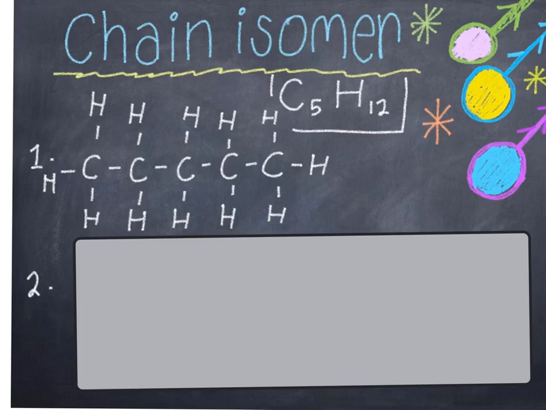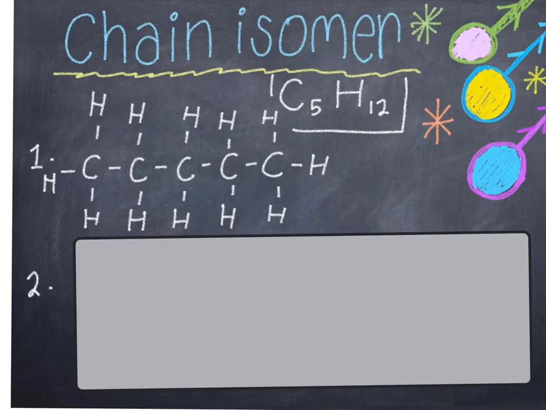carbon. 1, 2, 3, 4, 5. So all this straight chain structure is one of the structures that you manage to draw. And then the second one, you might want to come out with another structure which has 4 straight chain, and another one will be branching.